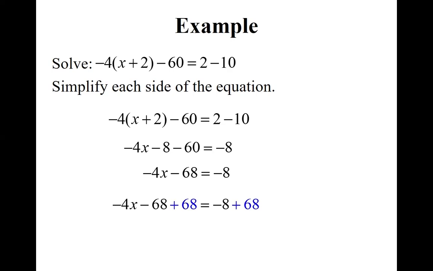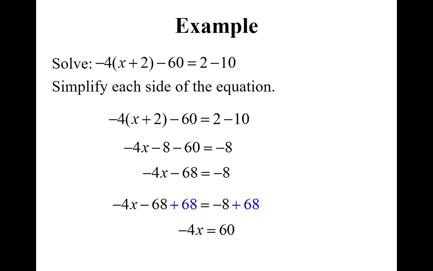In other words, to get the x by itself, we need to get the negative 4x by itself. We need to get rid of subtracting 68. We do that with its opposite, adding 68. Whatever we do to one side, we have to do to the other. A number plus its opposite on the left is 0. That just leaves us with negative 4x equals negative 8 plus 68 is positive 60.